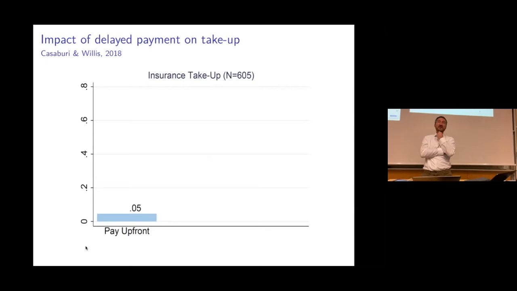Here's what happens with the 30% discount. If liquidity constraints are a big issue, you might expect it to go up a lot. It doesn't go up all that much. It goes up 1 percentage point, 6%.